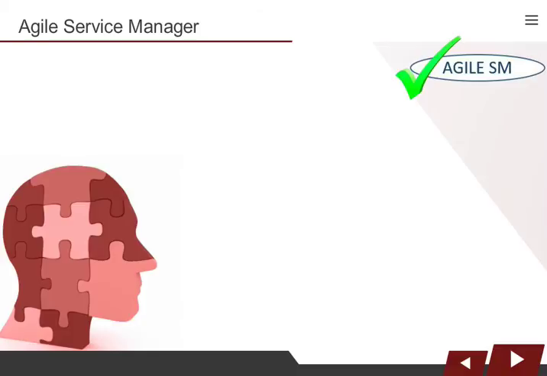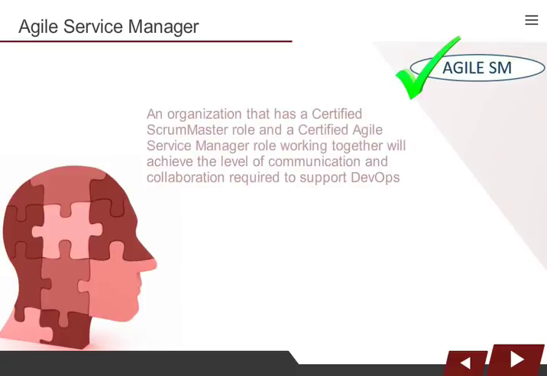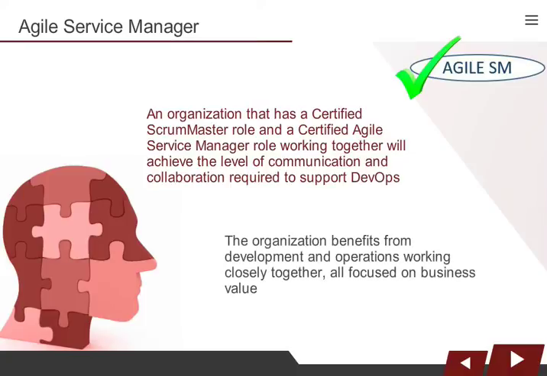If you've studied DevOps before taking this course, you will see the parallels here. An organization that has a certified ScrumMaster role and a certified Agile Service Manager role working together will achieve the level of communication and collaboration required to support DevOps. The organization overall benefits from development and operations working closely together, all focused on business value.